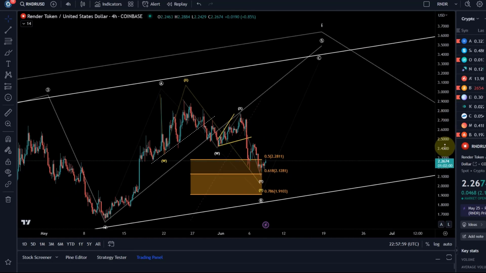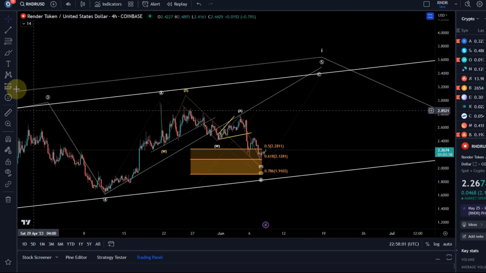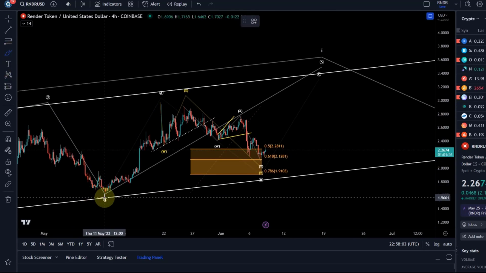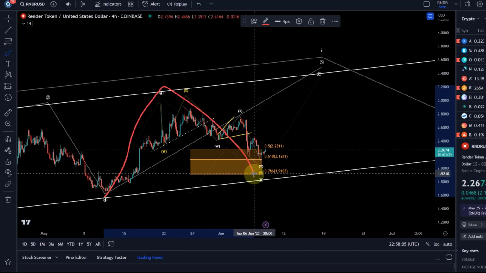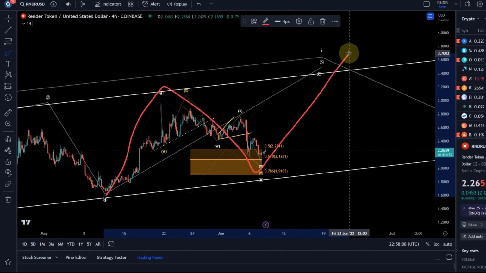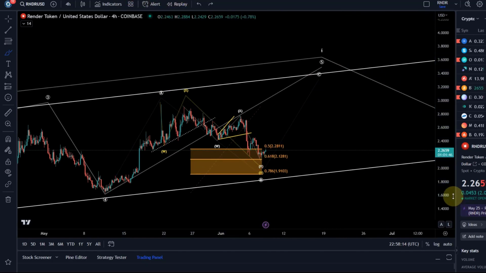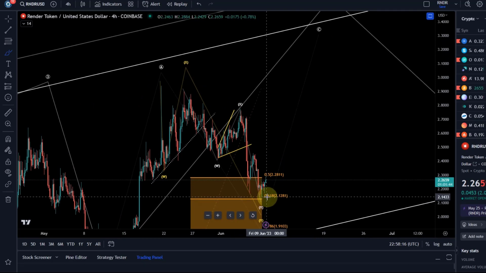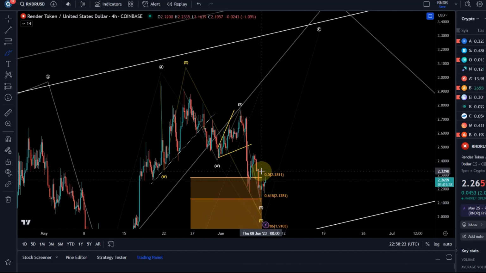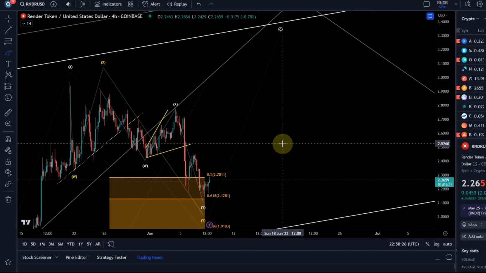And because it's a leading diagonal, the sub waves are 3 waves. So A wave, B wave, C wave. Currently we've pulled back into B wave support. Price reacted to the golden ratio at $2.13, but so far price action and the reaction to the upside is not strong enough to suggest that a low is in.